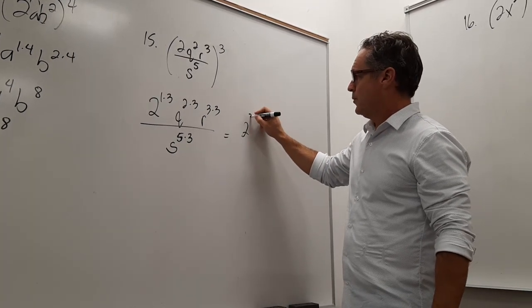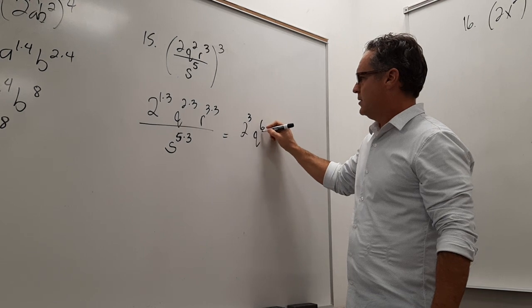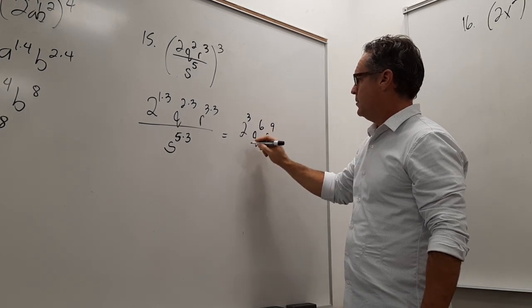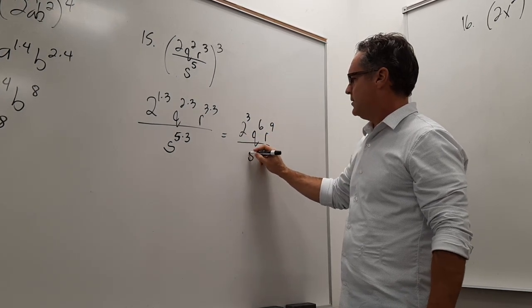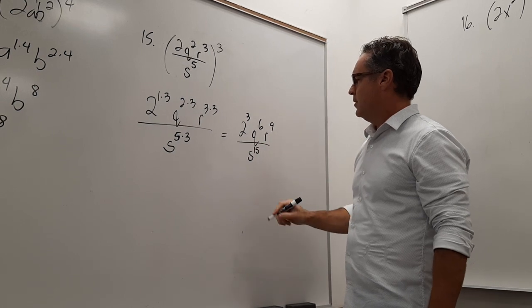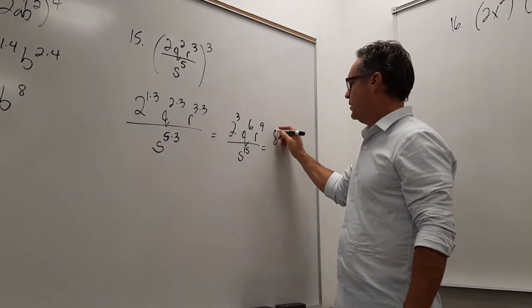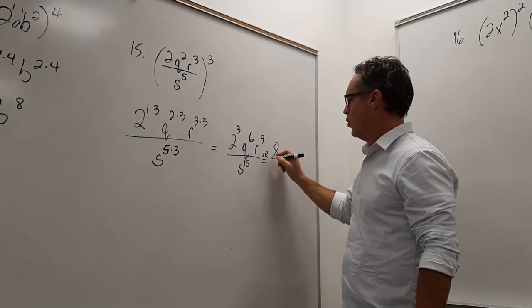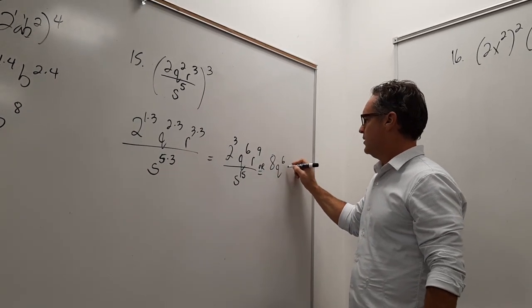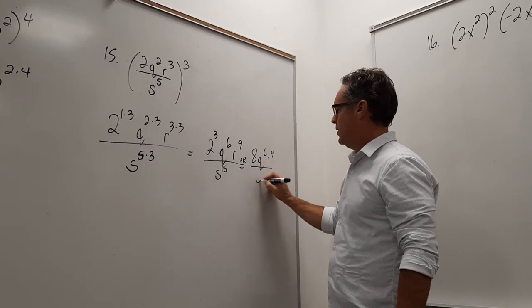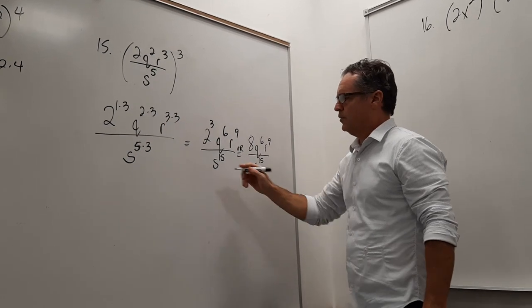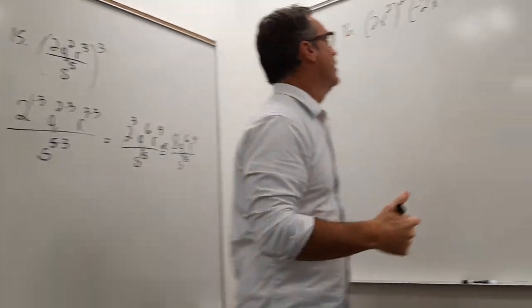This is 2 to the 3rd, q to the 6th, r to the 9th, all over s to the 15th. 2 to the 3rd also could be communicated as 8, so this could be an 8, q to the 6th, r to the 9th, all over s to the 15th. Either one of those would be an acceptable answer.